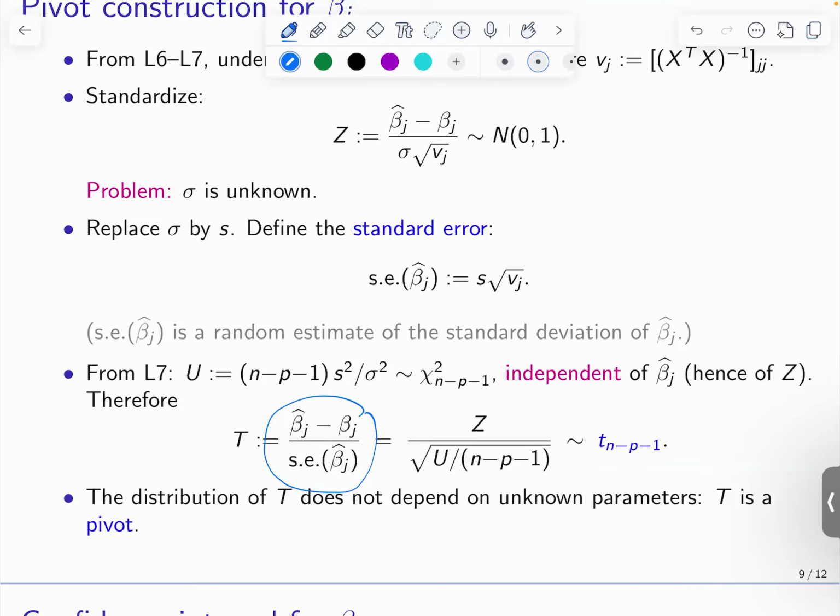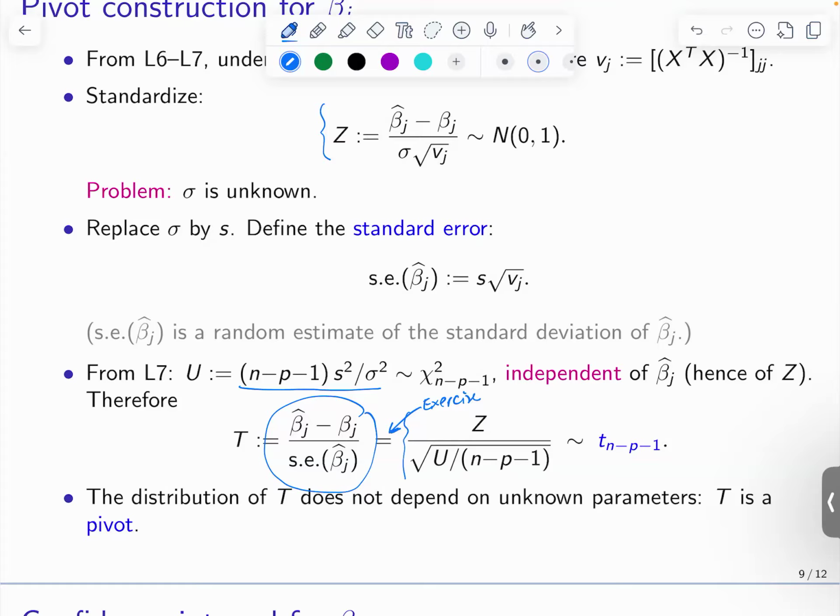And here, there's a bit of algebra that you can do. This was the original z. I can write this as z divided by the square root of u, where u is this rescaled version of s squared, divided by n minus p minus 1. This equality I'll let you do as an exercise, due to lack of time. It's just a bit of basic algebra.